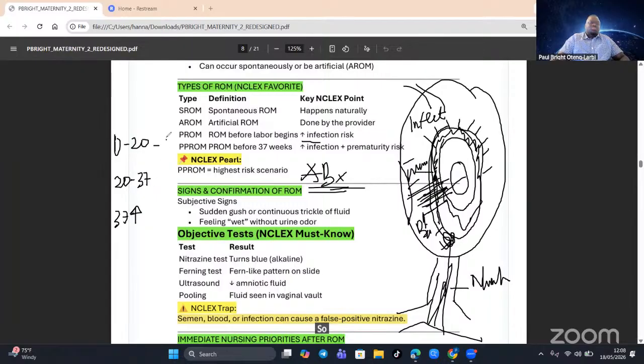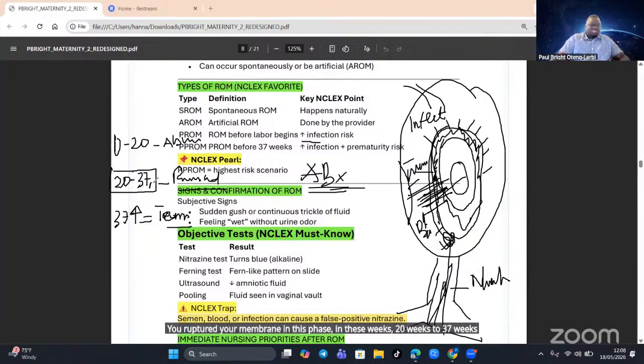So this is the abortion phase. This is the prematurity phase. And this is the term or the maturity phase. So if you ruptured your membrane in this phase, in these weeks, 20 weeks to 37 weeks, you will fall under this stage.